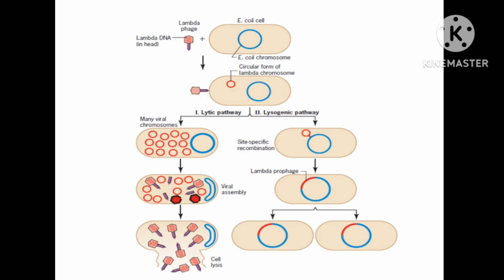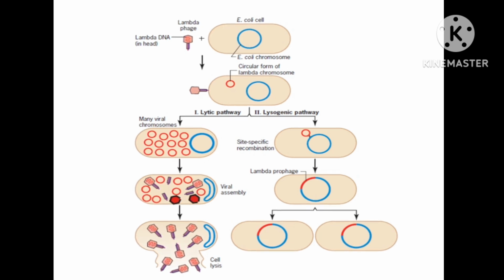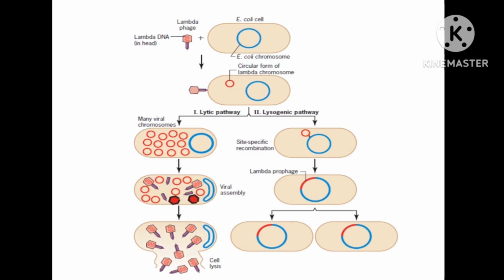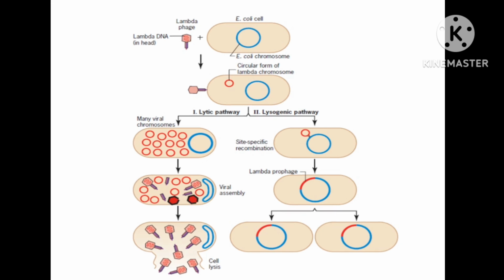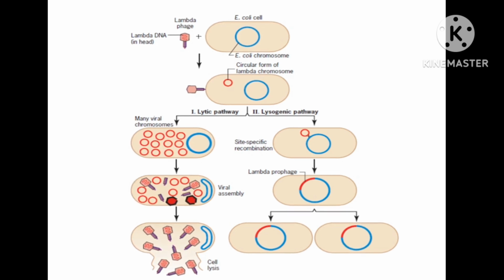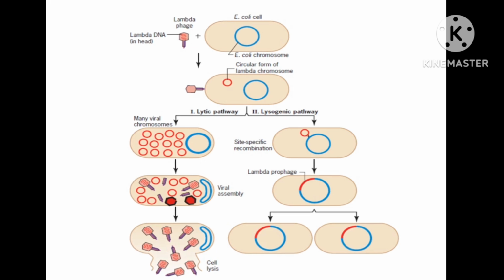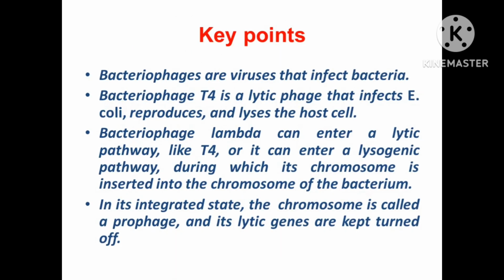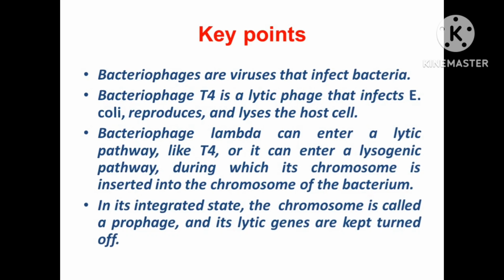Lytic pathway is similar to that discussed in bacteriophage T4, and it results in cell lysis and release of viral particles, while in lysogenic pathway, lambda chromosome is inserted into the E. coli chromosome, resulting in the formation of lambda prophage. Then, when the E. coli cell divides, this lambda chromosome also gets replicated along with the E. coli chromosome. Let's summarize what we have studied today.